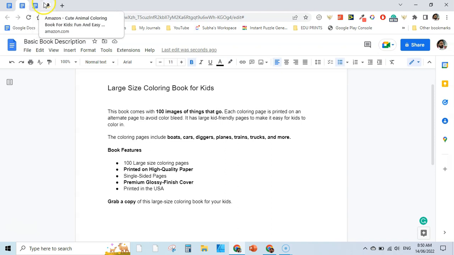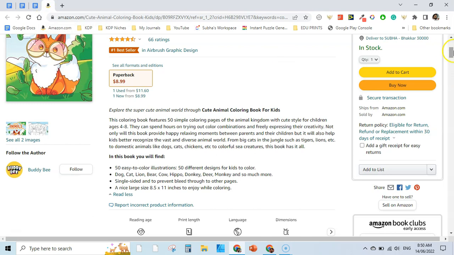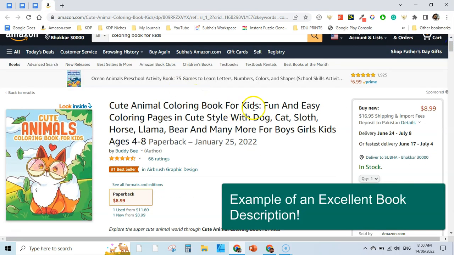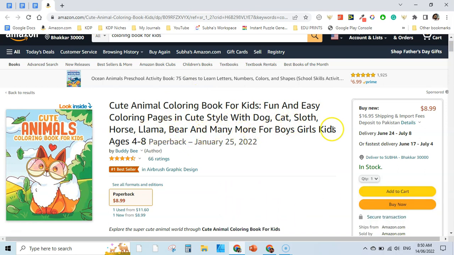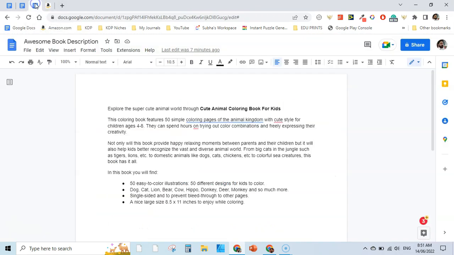So let's go here. I have taken this book's description from this book, Cute Animal Coloring Book for Kids, fun and easy coloring pages in cute style with dogs, cats, sloth, horse, llama, bear, and many more for both boys, girls, kids. The subtitle may be a very spammy one, but it is bringing sales due to cover. And then the excellent book description.